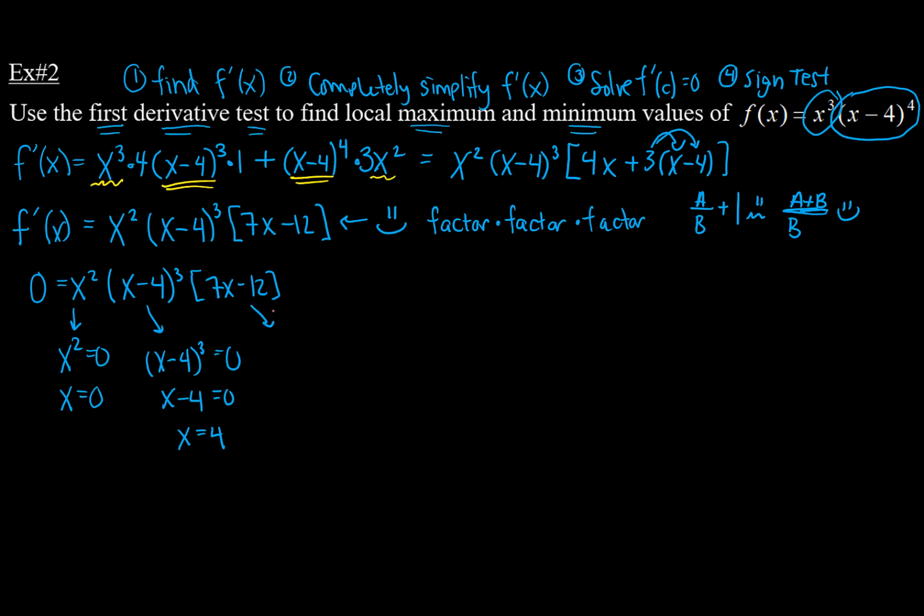Or might be changing, I don't know. We have to find that out. And then 7x minus 12, set that equal to 0. And I'm just going to add 12 to both sides and then divide by 7. And then don't use a decimal approximation here.